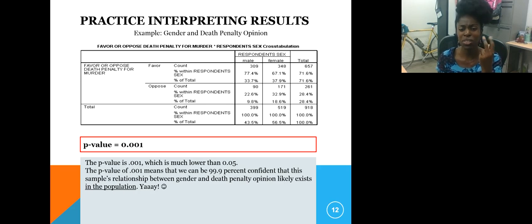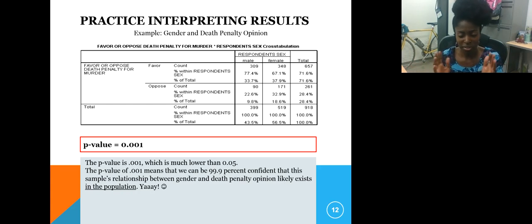The second thing we do is why. Why did we do that? We did that because p is less than 0.05. Just that simple. Reject the null because p is less than 0.05. The next thing we do is say what that actually means. We just did the why because it is less than 0.05. So what does that mean? Well, that means that we're at least 99.9% confident that what we're seeing in the sample exists in the population.